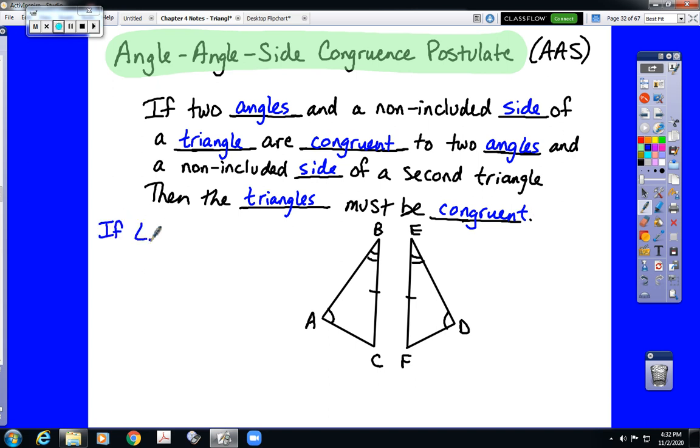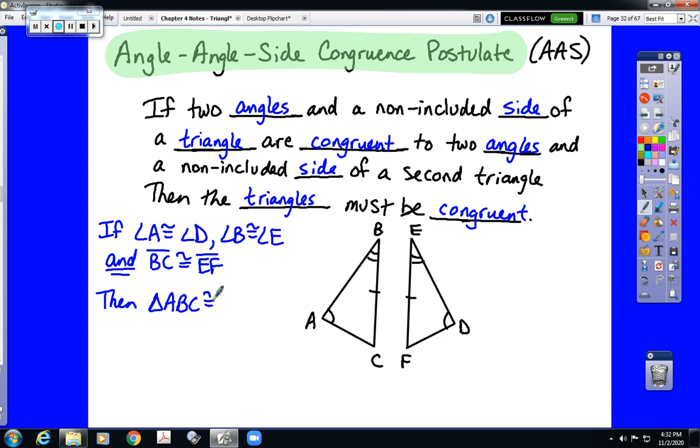So again, in symbols, this would have two sets of angles. If angle A is congruent to angle D, angle B is congruent to angle E, and a non-included side, in this case the markings give us BC is congruent to EF, that is enough for us to state that triangle ABC is congruent to triangle DEF, because it doesn't matter whether we have the included or non-included side, as long as we have a side to guarantee that they're the same size of triangle.